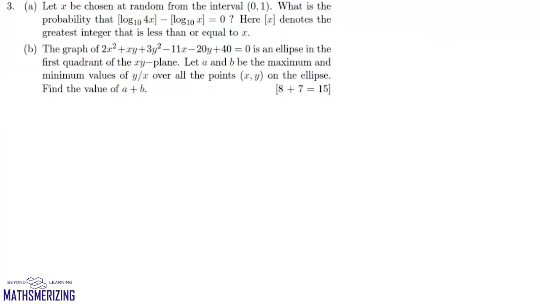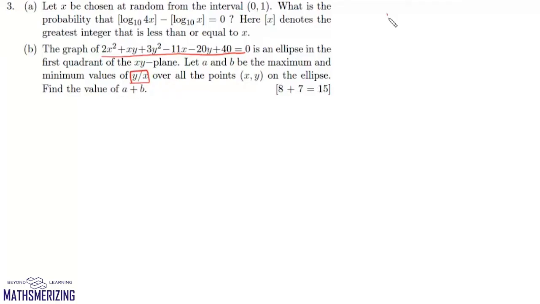Now in question 3b it says the graph of 2x square plus xy plus 3y square minus 11x minus 20y plus 40 equals 0 is an ellipse in the first quadrant of the xy plane. Let a and b be the maximum and minimum value of y by x over all the points (x, y) on this ellipse. We need to find the value of a plus b.